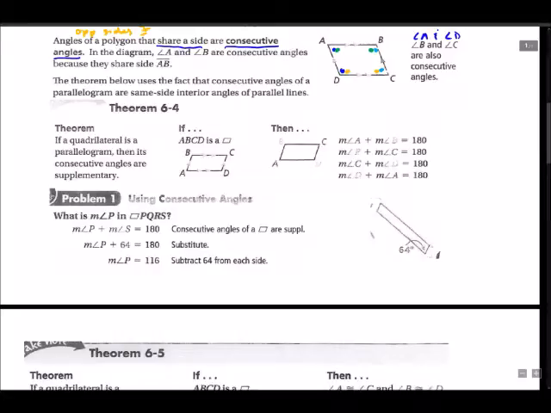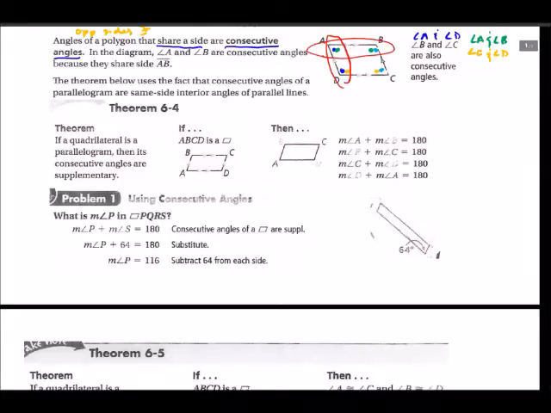So we have A and D, B and C. We can add angle A and angle B. And we can add angle C and angle D. So these are all consecutive angles. Notice we've got them here and we've got them here.